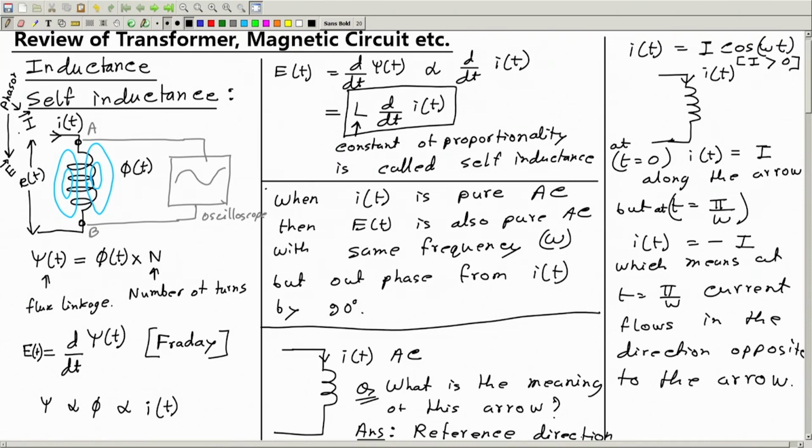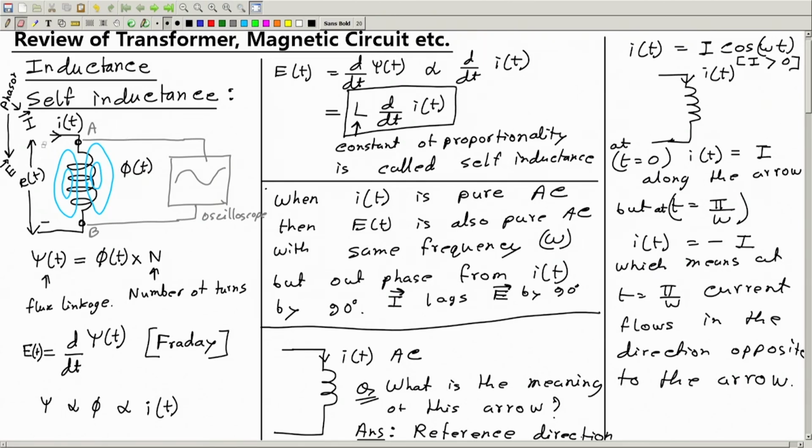Then we also know that I lags E by 90°. But this is not complete, because I haven't shown the reference direction of E. So I have to show a plus and minus. Then only I can say that this current lags this voltage by 90°.